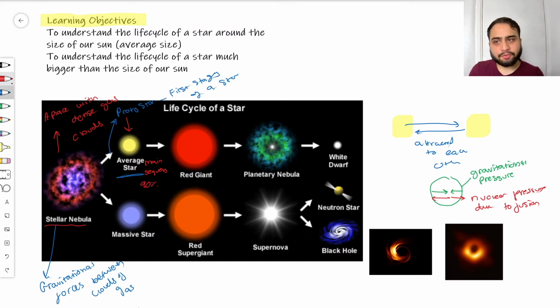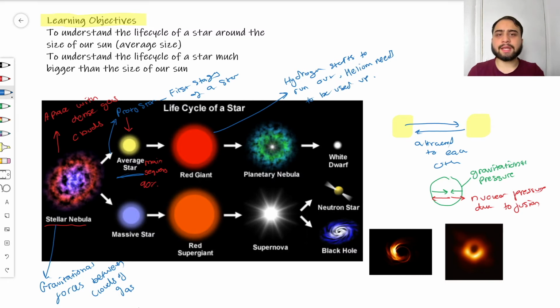Now, after a while, the hydrogen that the star is fusing starts to run out. Okay, so now the hydrogen is running out, the star has to fuse helium. Helium needs to be used up. Okay, so we really talk about these elements as sort of being fuel for the star.